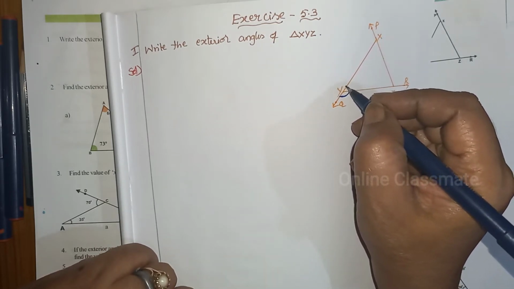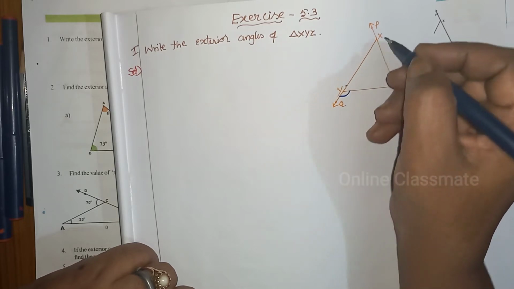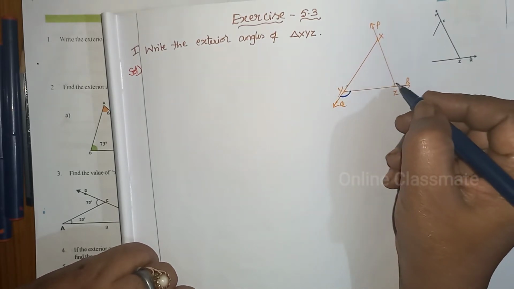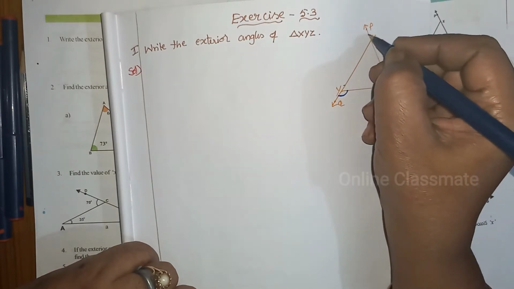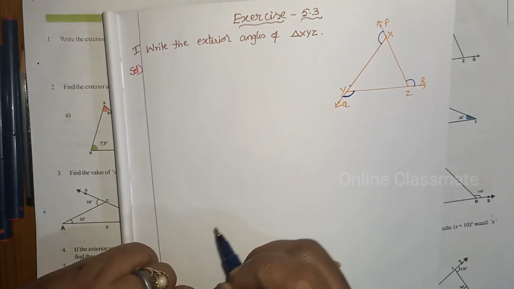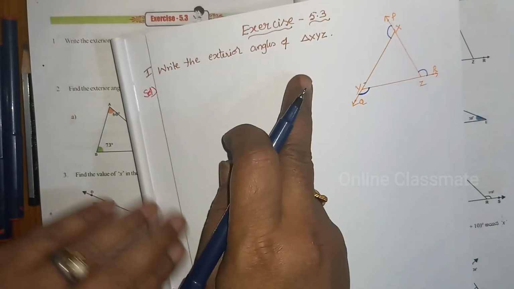Where is the exterior angle formed? This outside angle is not an exterior angle. This is called a straight line. Here this angle, here this angle. Okay, you should write the exterior angles.